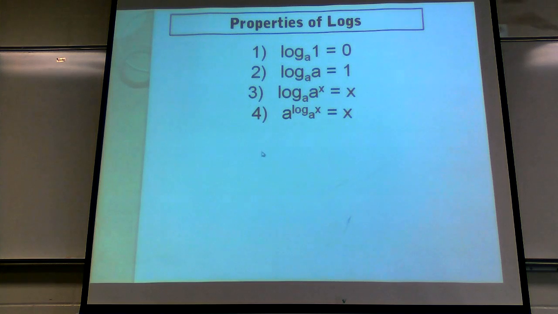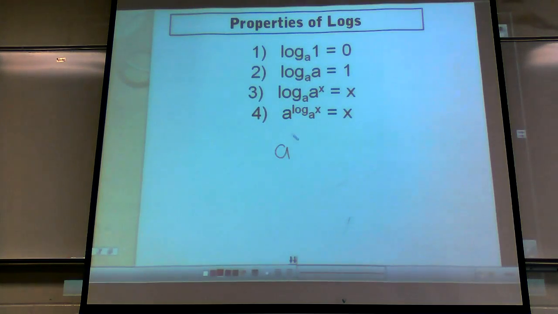This is the other one. This is all raised to the power. It's just the best I can do with the whole typing thing there. This is a all raised to the log base a of x.